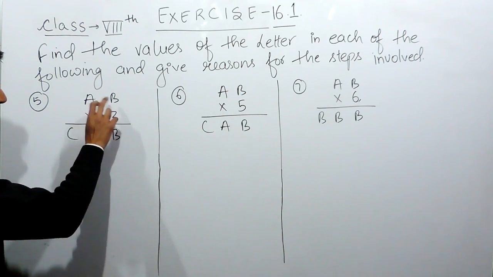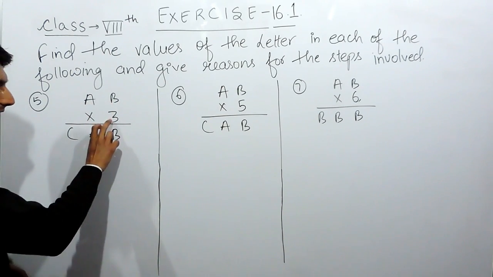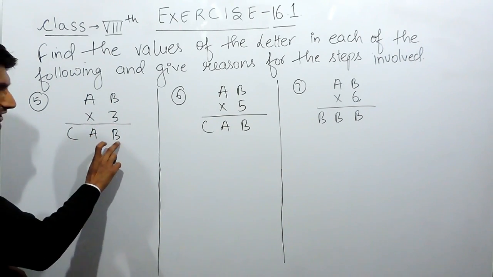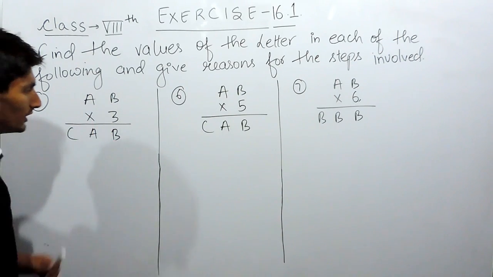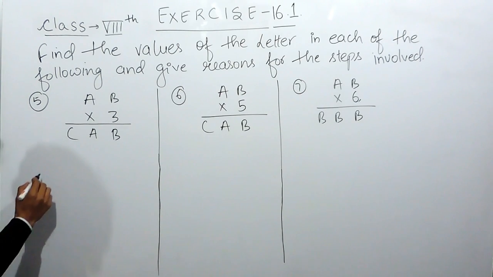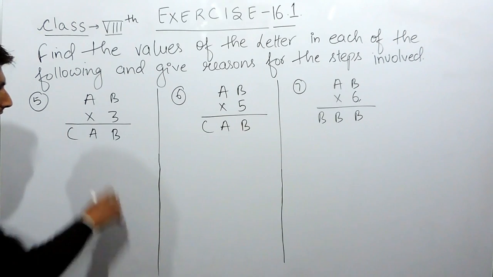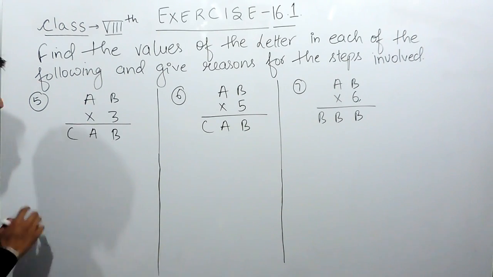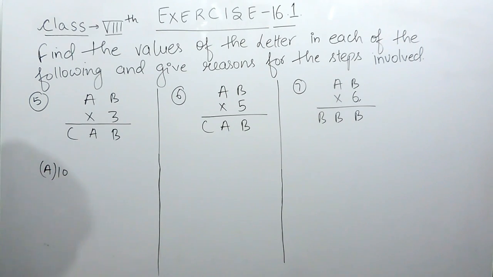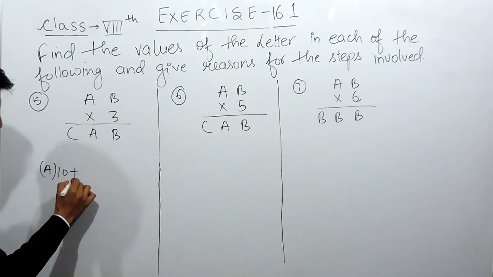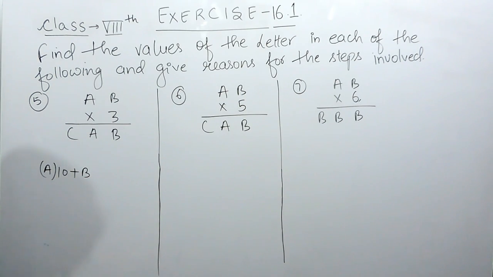This is not A multiplied by B. This is actually a 2-digit number multiplied by 3, which gives us a 3-digit number where the last 2 digits are the same. So the first way of solving this can be forming an equation. We know how a 2-digit number is formed: the tens digit is multiplied by 10 and the unit digit is added to it.